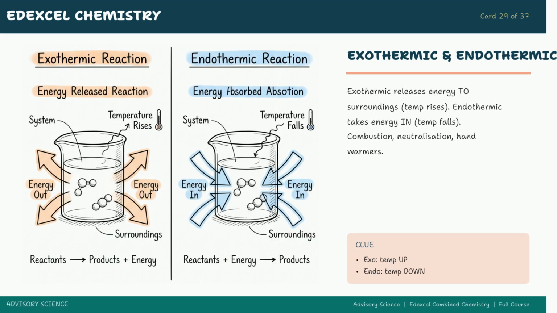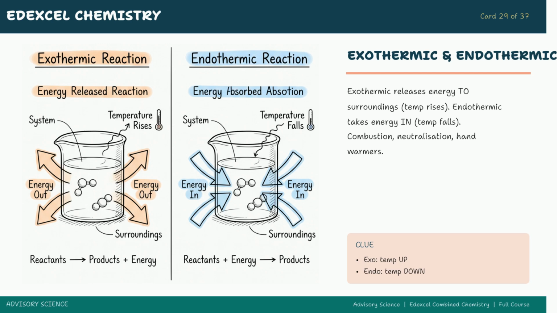Exothermic and endothermic. Exothermic reactions release energy to the surroundings, so the temperature rises. Combustion, neutralization, and hand warmers are all exothermic. Endothermic reactions take energy in from the surroundings, so the temperature falls. Thermal decomposition and sports injury packs are endothermic.